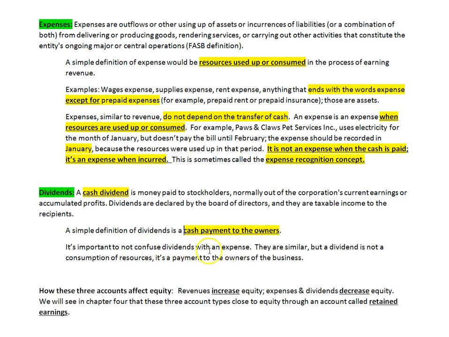Alright, it's very important not to confuse dividends with an expense. They're similar. Dividends and expenses have a lot of similarities. Ultimately, there's going to be cash going out at some point for both of them. But a dividend is a payment to the owners. The owners don't think of this as an expense. They think of it as income to them. Ultimately, the corporation is supposed to act in the best interest of the owners. So don't confuse it with an expense. It's a payment to the owners. It's not a consumption of resources.